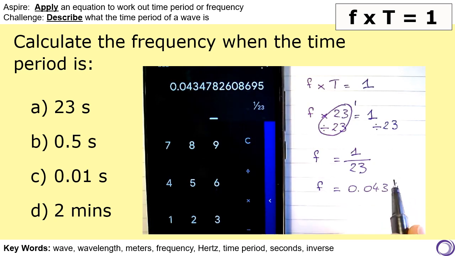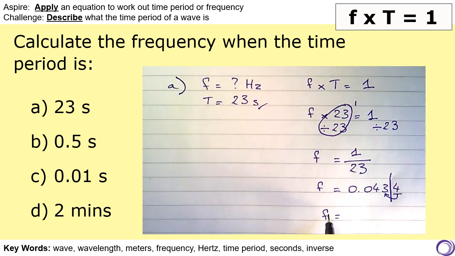0.0434, but I want to stop it after the 3, so I just check what the following digit is to decide whether I need to round my number up or down. So it's a 4, which is less than 5, so this is going to be rounded down. So my answer is frequency equals 0.043 hertz.